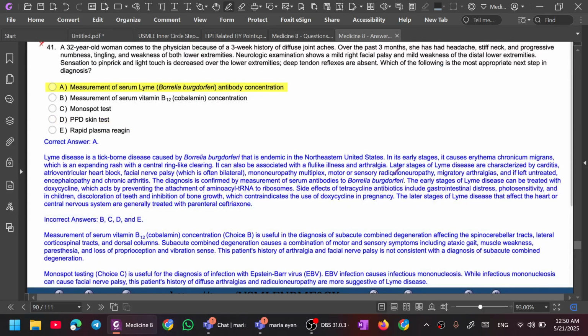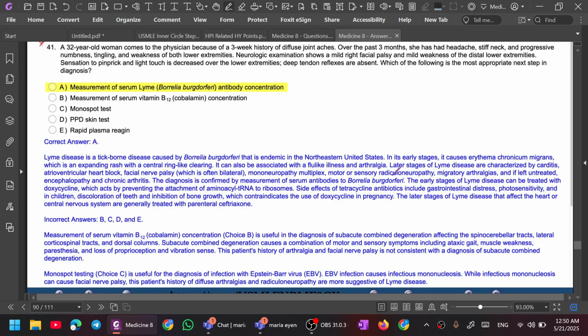Lyme disease is a tick-borne disease caused by Borrelia. That is, these days, endemic. These days, I feel like I am hallucinating without taking anything. Trust me, I never do drugs. I know, I believe you. I believe you.